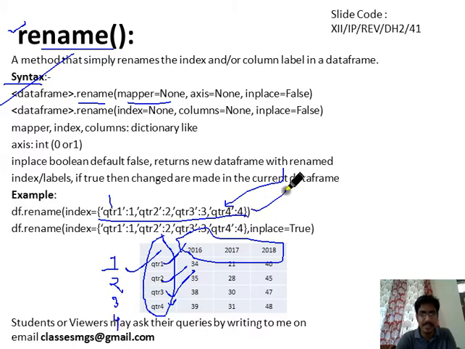If you execute this line, this is the example of passing the mapper of key-value pairs to rename the index. By default, axis will be 0, so it will apply row-wise. And what is the use of the inplace argument? Inplace set to true means the output of the rename function will take place in the data frame, in this data frame.